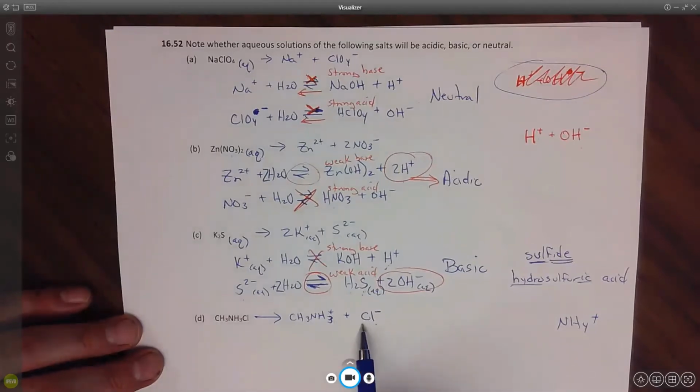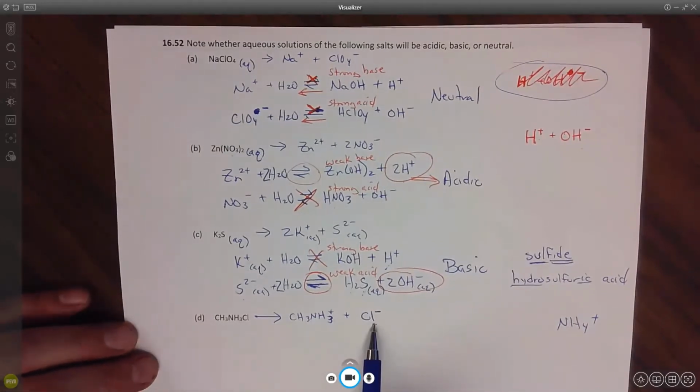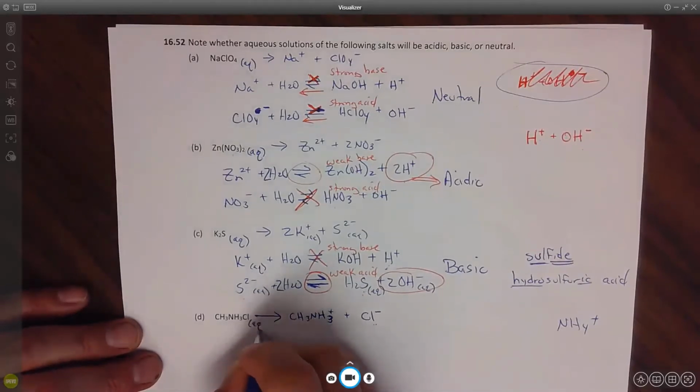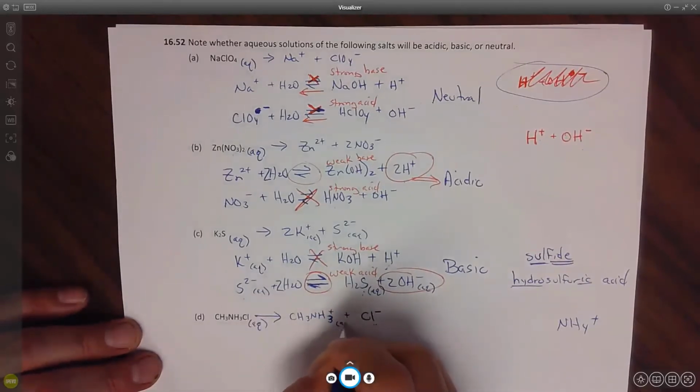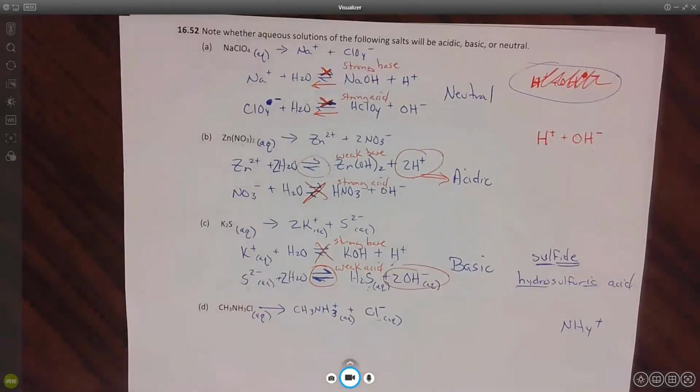According to rule number 3 of our solubility rules, any salt that contains the chloride, bromide, or iodide ion, in this case the chloride, is soluble with the exception of any salt that would contain the silver, mercury, or lead. This is not silver, mercury, or lead, so this is a soluble salt, thus a strong electrolyte. Okay, and so it will fully dissociate.